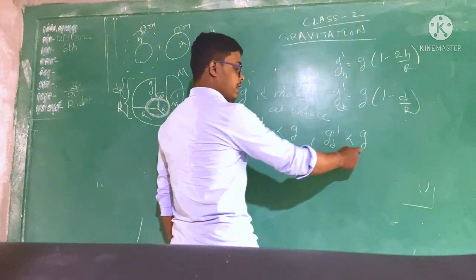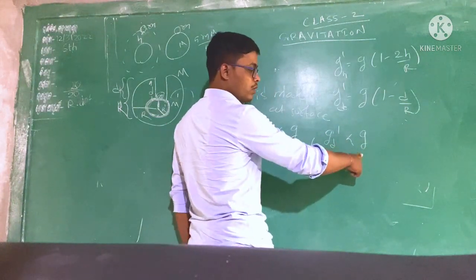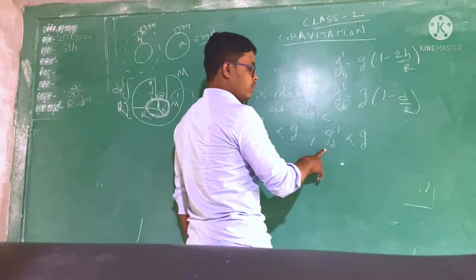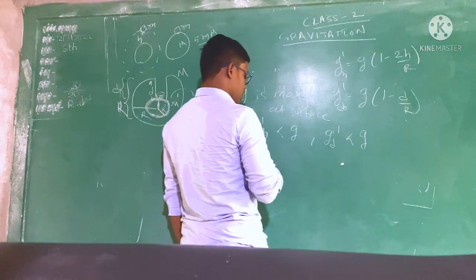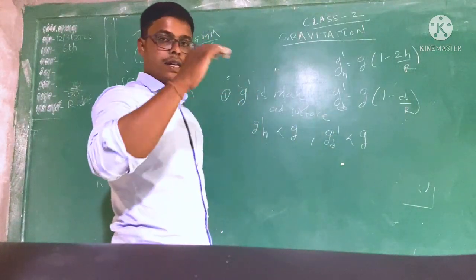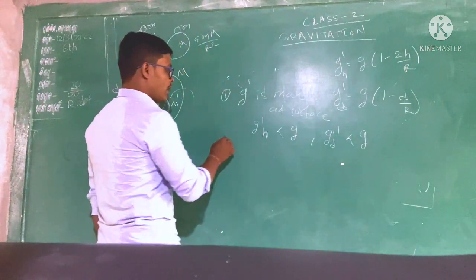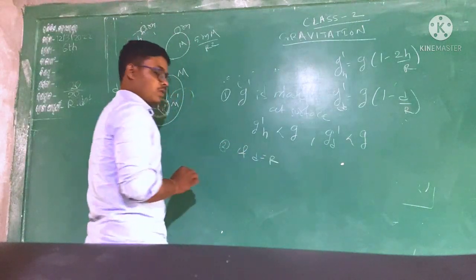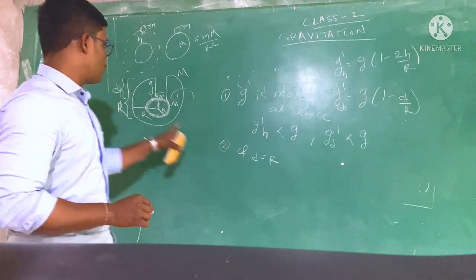Okay, so g is the value of acceleration due to gravity at the earth surface. This is the acceleration due to gravity at a depth. This is the acceleration due to gravity at a height. Okay, so now if d equal to r, what is this case? You look at this case.